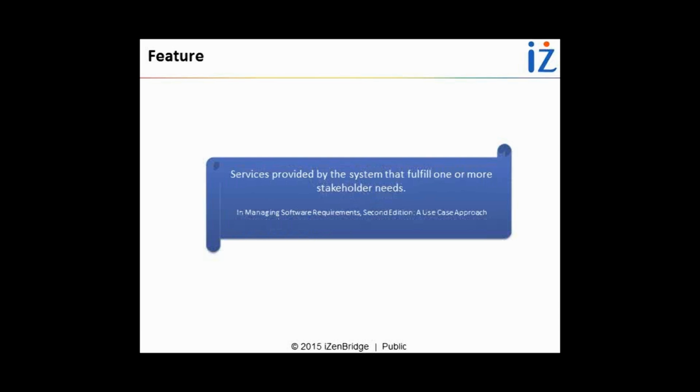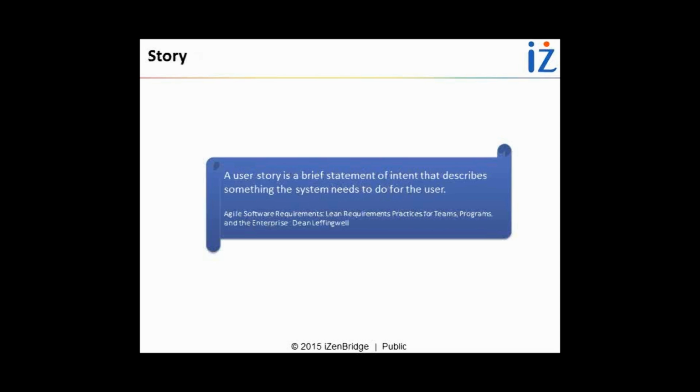Features. These are services provided by the system that will fulfill one or more stakeholders' needs. So if I have a need for a phone app, the features are like I can log in using, say, a Google account, I can work in online and offline mode. They are stakeholder needs. They are defining the solution, how the solution will take care of one or more stakeholder needs. And stories. A user story is a brief statement of intent that describes something that the system needs to do for the user. It's like a slice of it.